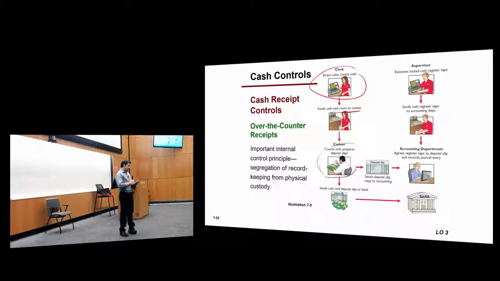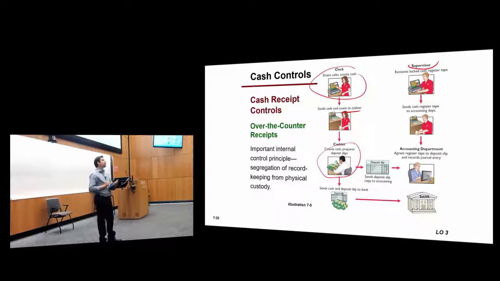The cashier will count the cash, prepare the deposit slip, and then send the original copy with the cash to the bank. They deposit the money at the bank, and they send a copy of the deposit slip to the accounting department. In parallel, the supervisor will take the tape from the cash register. In more sophisticated accounting systems where you have the point of sale, this information is sent directly to the accounting department.